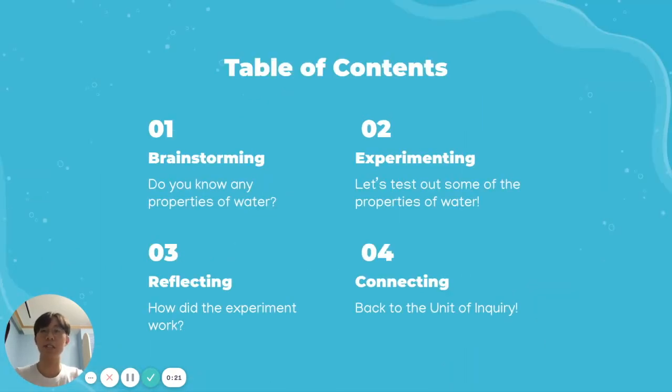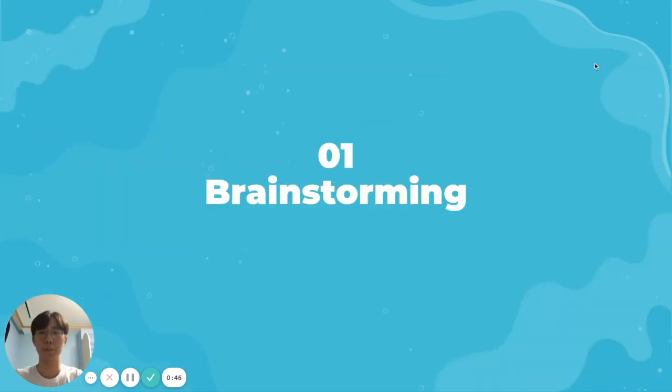So here is the table of contents. We'll first be brainstorming a few of the properties of water, and then we'll be experimenting to demonstrate some of those properties. And then we'll reflect on our results from the experiment. And finally, we'll connect all of the concepts and the results from the experiment to a real life context and also to your unit of inquiry. So let's first brainstorm a few ideas on the properties of water.